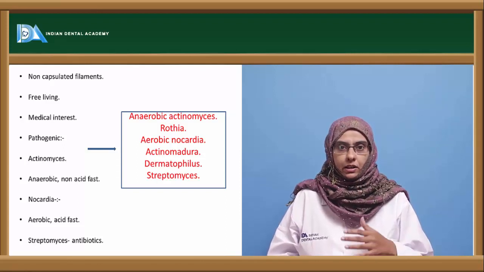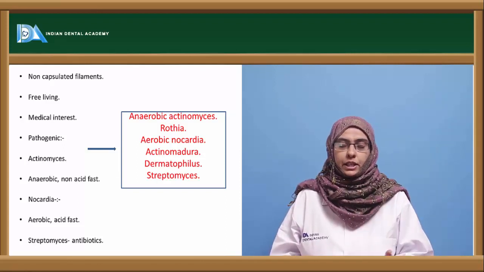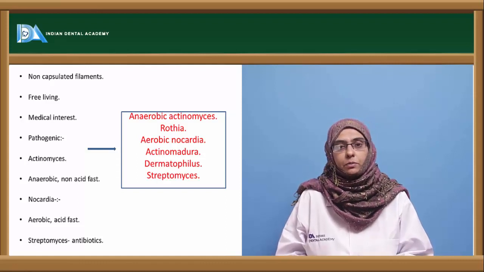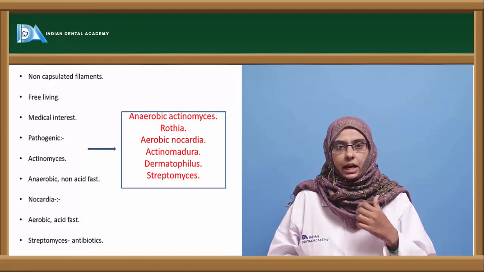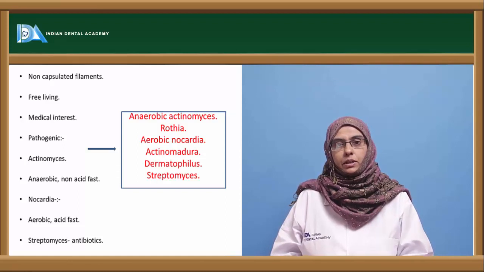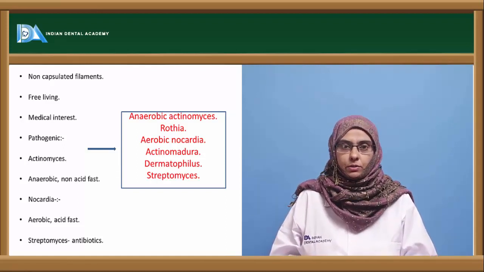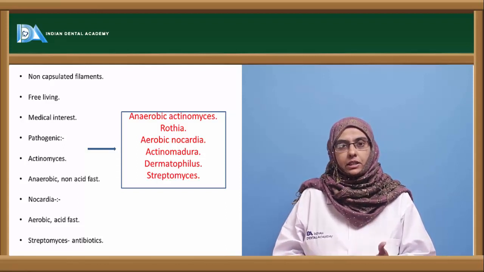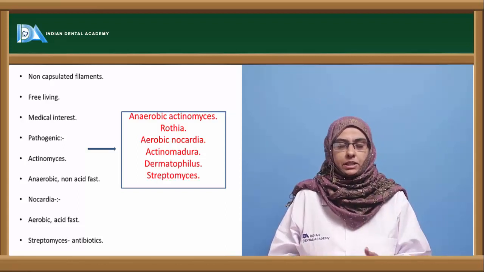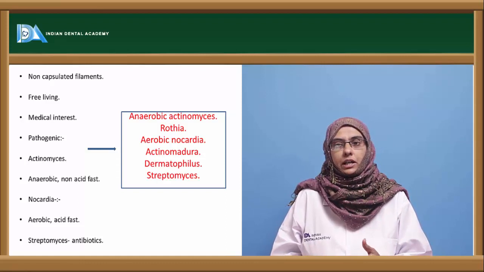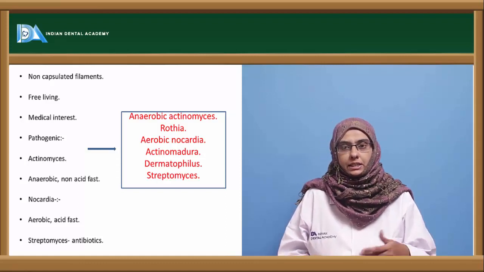And these organisms that are mostly involved as human pathogens are the anaerobic Actinomycetes. So Actinomycetes which are anaerobic and non-acid fast are the ones that cause infection in humans, as well as the other species belonging to this group, the Nocardia, which are aerobic in nature and acid fast.